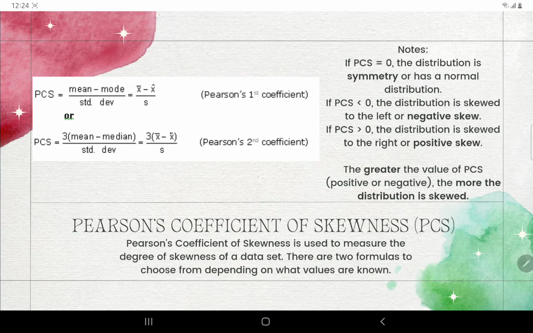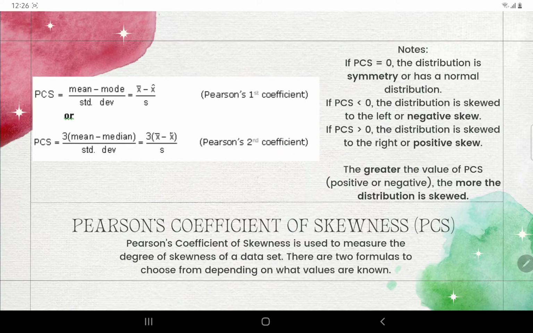As I mentioned before, this is another method to determine the skewness of the data, by using Pearson's coefficient of skewness, or we can call it PCS. PCS is used to measure the degree of skewness of a data set. There are two formulas to choose from: Pearson's first coefficient or Pearson's second coefficient, depending on what values we know.